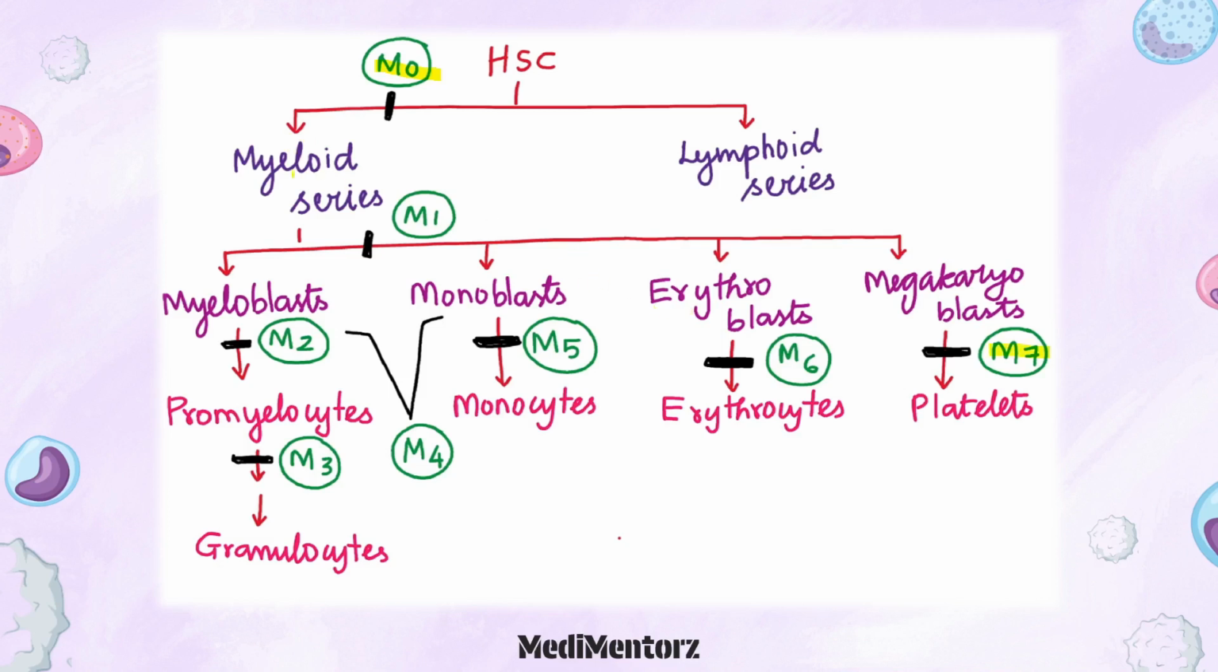M0 is without differentiation, M1 is without maturation, M2 is with myelocytic maturation, M3 is with promyelocytic maturation, M4 is with both myelocytic and monocytic maturation, M5 is with monocytic maturation, M6 is with erythrocytic maturation, and M7 is with megakaryocytic maturation. So with this, we next move on to the morphology of the AML.